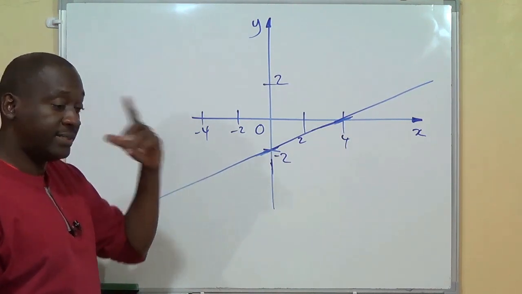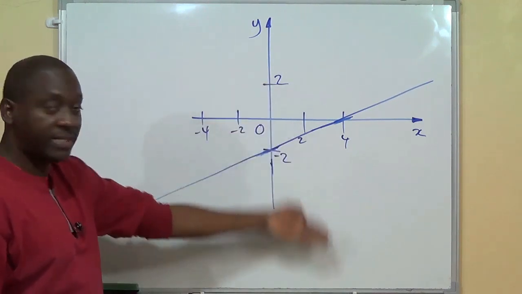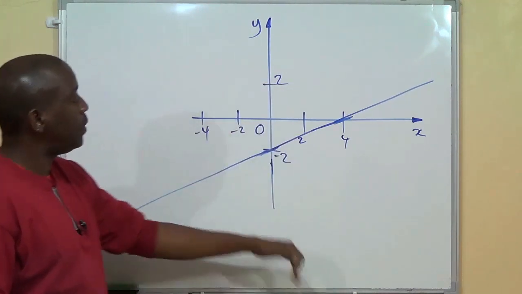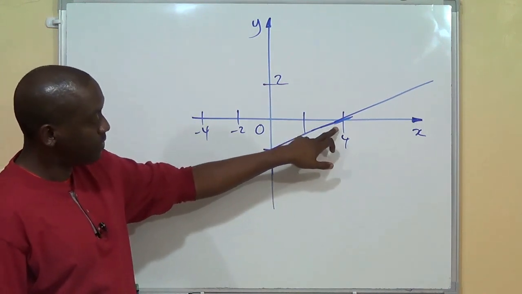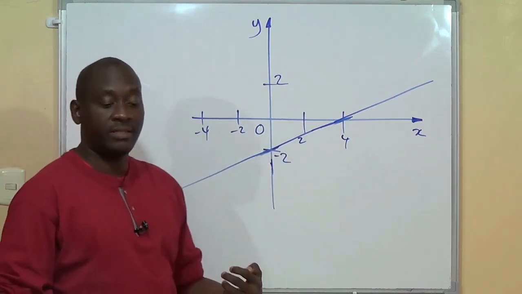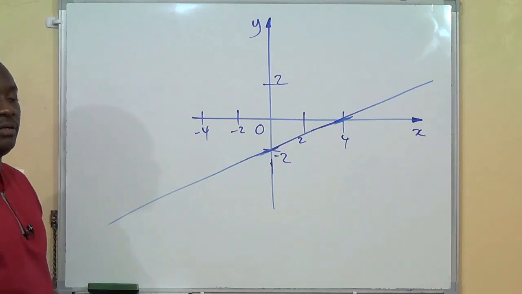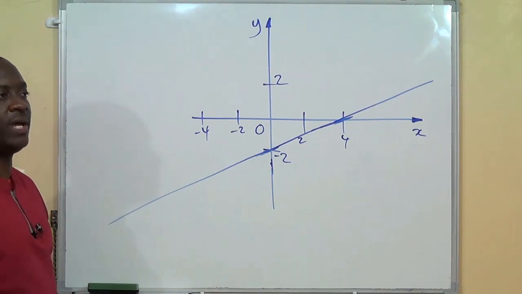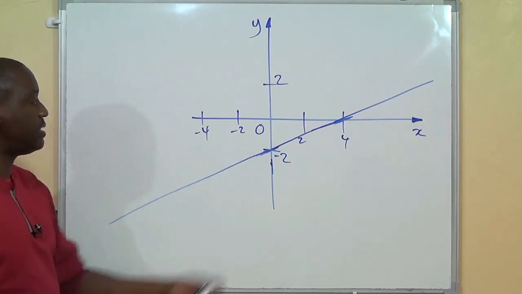Now, as I tell my students all the time, if you have a diagram of a straight line like this, where you have the y-intercept, and you also have the x-intercept, if you have to find the gradient of that line, you don't necessarily need to go into the formula y2 minus y1 over x2 minus x1, right? You could just look at the points.